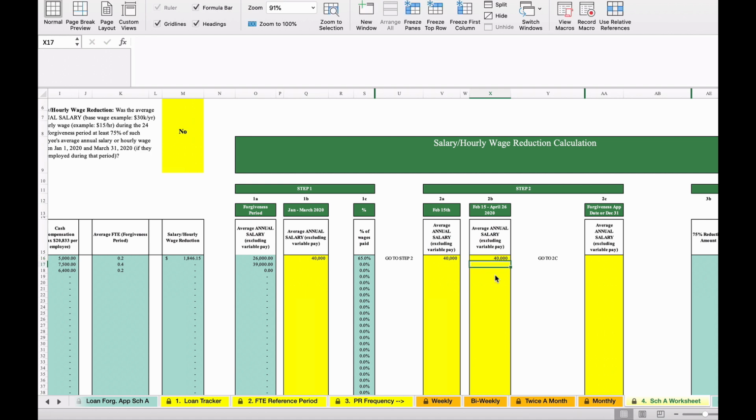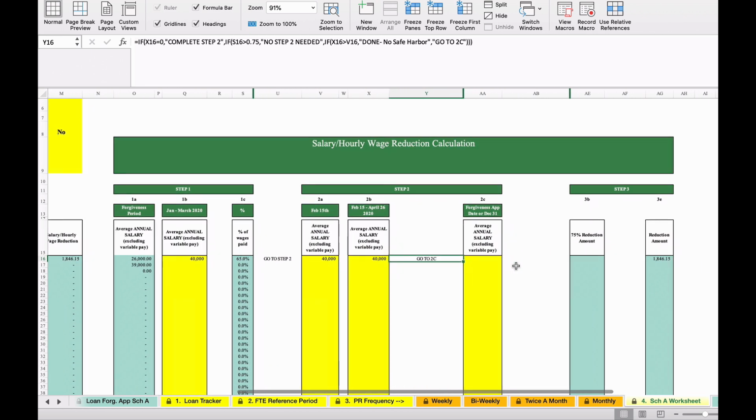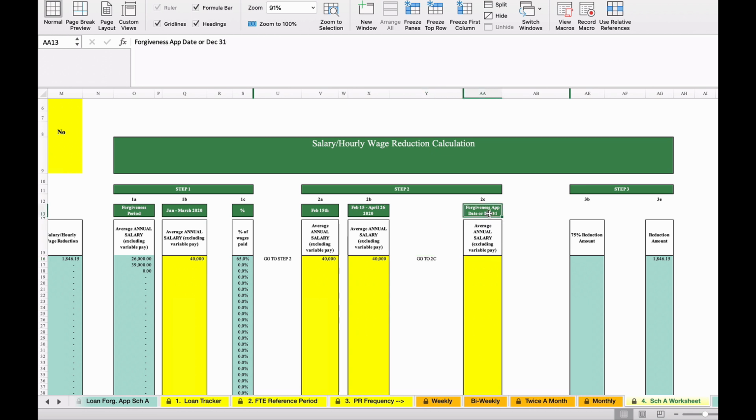Maybe we didn't reduce it until he came back from us laying him off, and then he came back during the forgiveness period at a lower rate. So now it's going to tell us to go to 2C. So you just kind of follow what the directions are telling you. And now, forgiveness application date or December 31st. So whatever date is earlier, you're going to pick the date you're applying for forgiveness or December 31st. What was their average annual salary then?